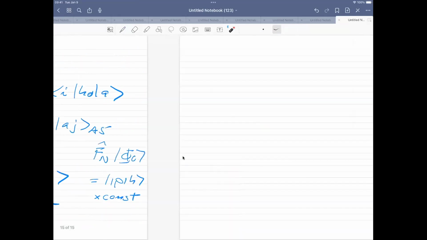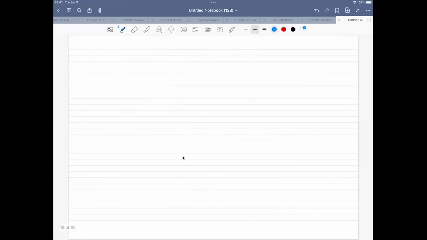So let's now look at the two-body operator. So what we are looking at now is a phi 0 of V of n. And then we have this one particle, one hole state.